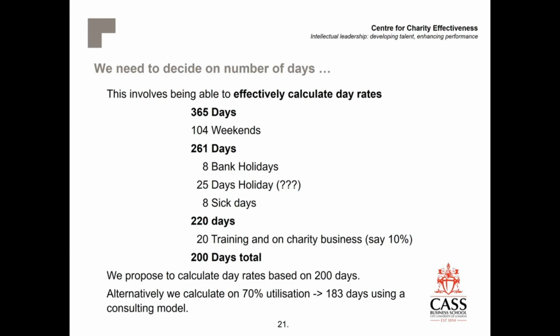So the cost of that staff member divided by 200 or 183 days is much more cost recovery than if you divide it by 261. I hope you can see that, but it's really important.